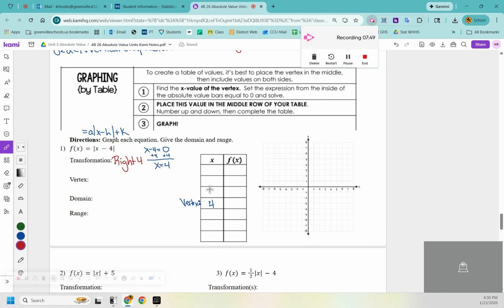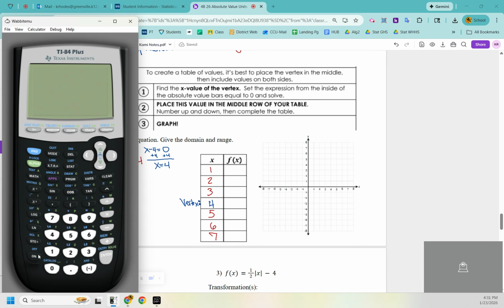Then we're going to plug in numbers 3 smaller and 3 bigger. So this will be 3, 2, and 1, and 5, 6, 7. And then we just plug them in. You can use the calculator. I'll use it for the first few, and then sometimes it's just easier to copy it down.